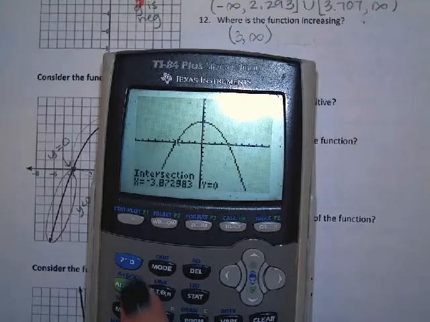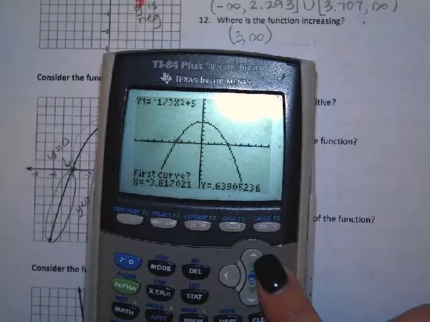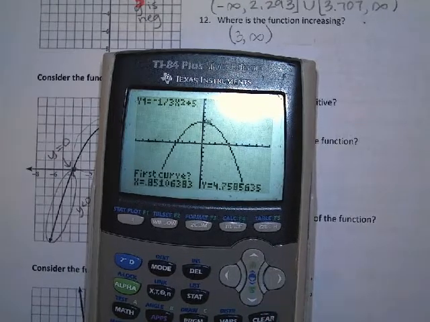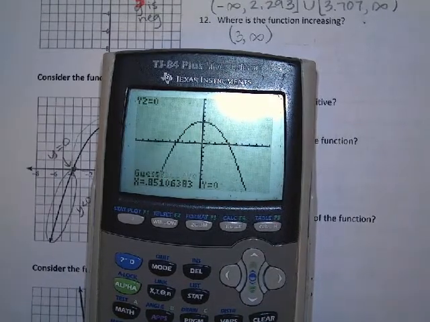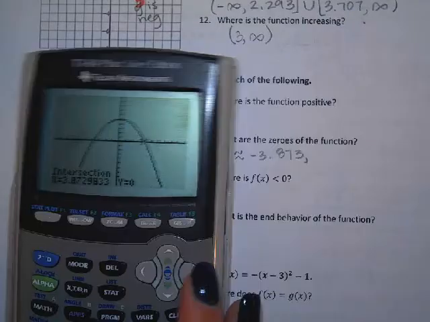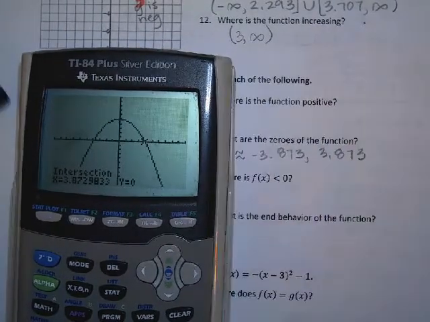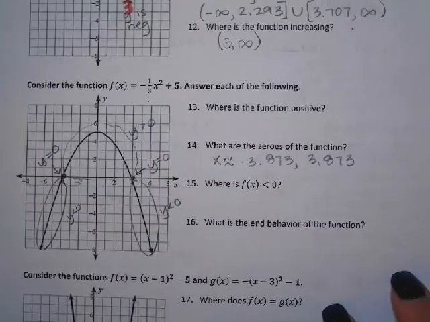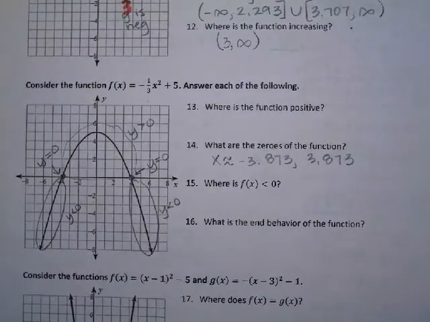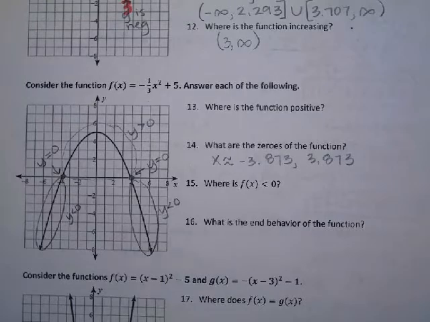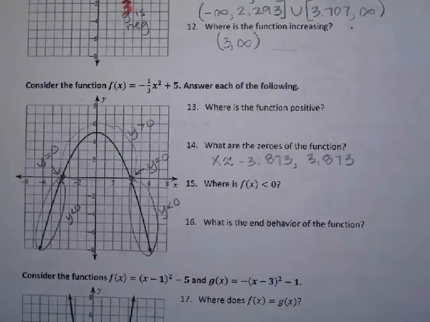All right, so second trace, number 5 again. This time, I don't have to go all the way to the second one. I just have to be a little bit closer to it. Okay, so there are the 2 zeros. And we want to answer where is the function positive. So see if you can write down the answer. We found the information that we needed.